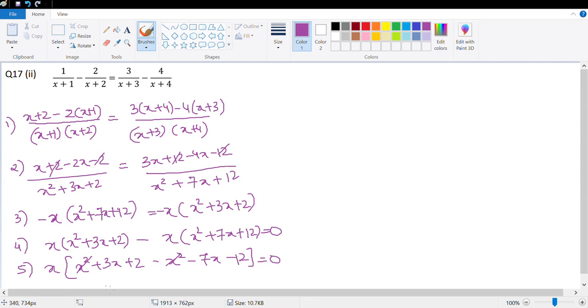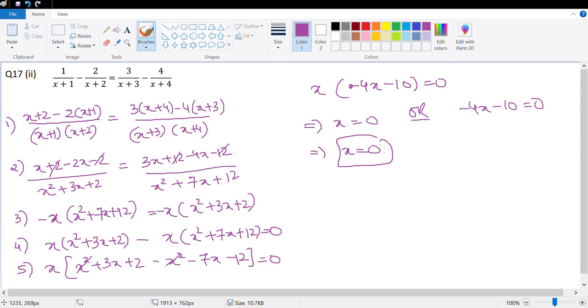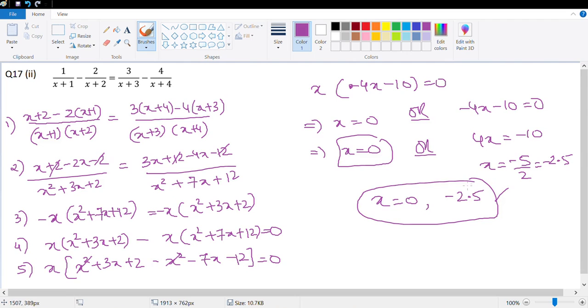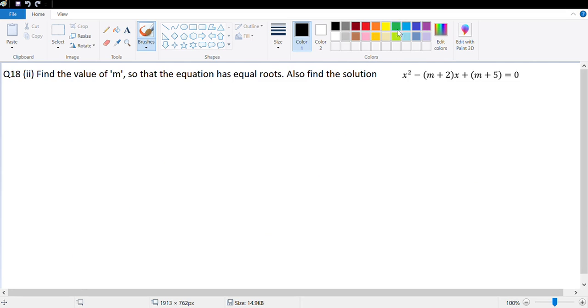x square and negative x square gets cancelled, and what we have is x times 3x minus 7x, that's negative 4x, 2 minus 12, that's negative 10 is equal to 0, which means x is equal to 0, or negative 4x minus 10 is equal to 0, which means x is equal to 0, or 4x is equal to negative 10, x is equal to negative 5 by 2, which is negative 2.5. The two values of x are 0 or negative 2.5. Perfect. That brings me to the next homework question, which was question number 18.